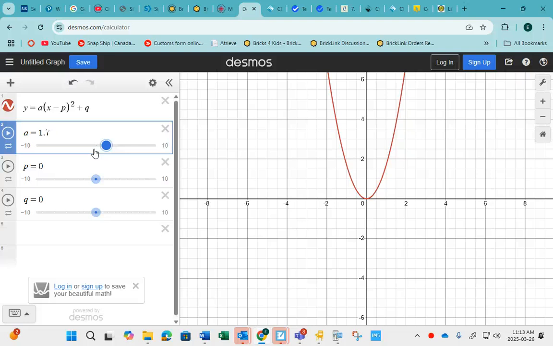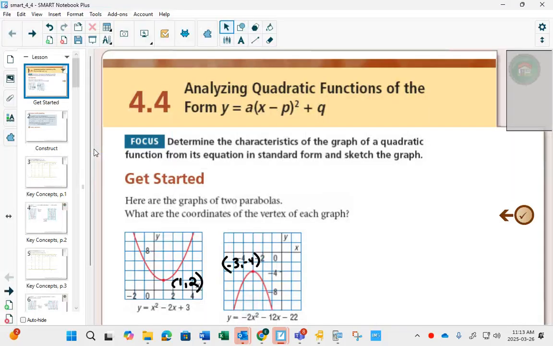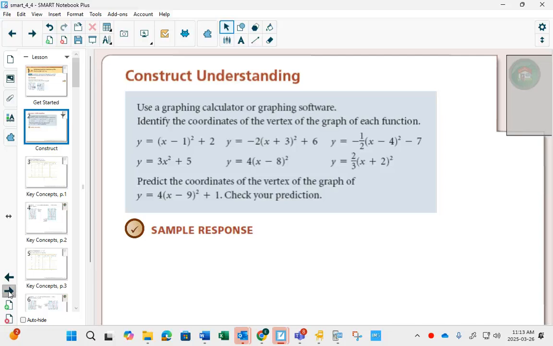So what we're going to do is we're going to go to the construct the understanding at the bottom. And I would like you to quickly write down the vertex for all 7 of these without a calculator, just by looking at the equation. And then we're going to graph 2 of them to see how we can use our strategies for graphing.